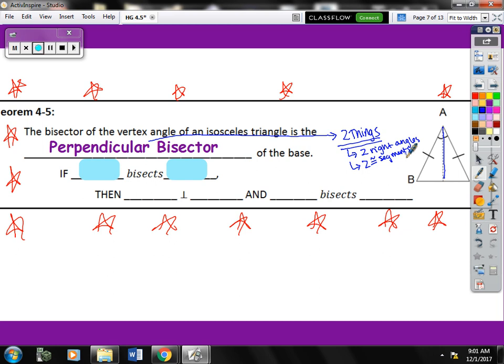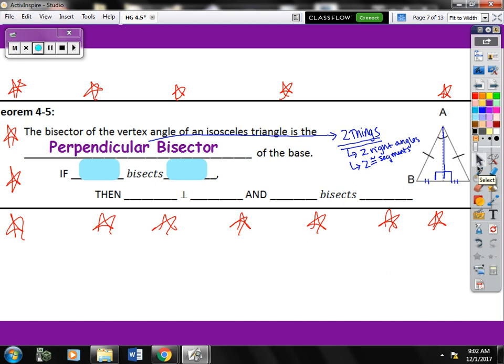So as soon as you see an angle bisector in an isosceles triangle at the vertex angle, you can insert right angles and congruent segments. Again, if you don't memorize this theorem, you will forget to put the 90-degree angles in, and that's really important for you to be able to find angle measurements in the triangle. And you'll see that on the back.